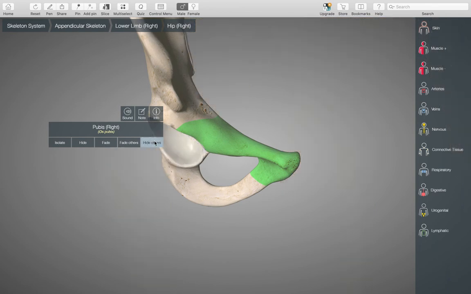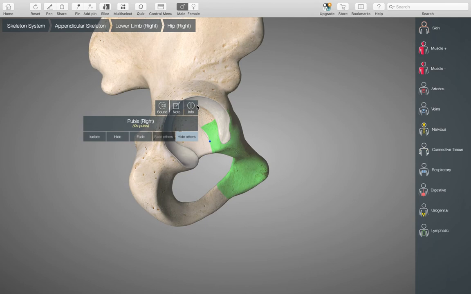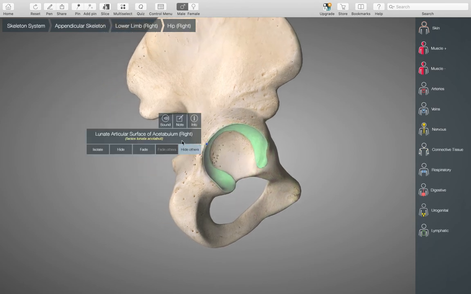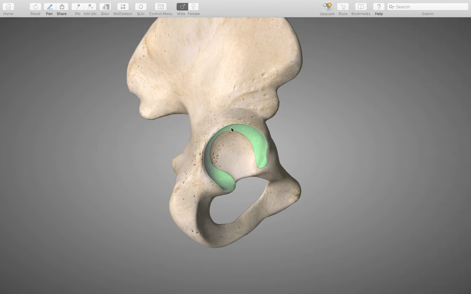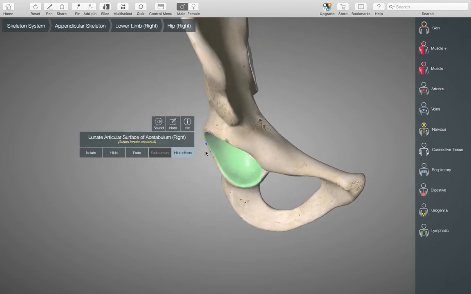Let's see if I can get that away. There we go. This indentation here, here's the term acetabulum. Don't worry about the lunate articular surface. Just know that acetabulum is what I want you to know. So this entire area here, where the head of the femur sits into this ball and socket joint, is the acetabulum. I think I spelled that correctly. Yes, acetabulum. And that's where the head of the femur would sit.